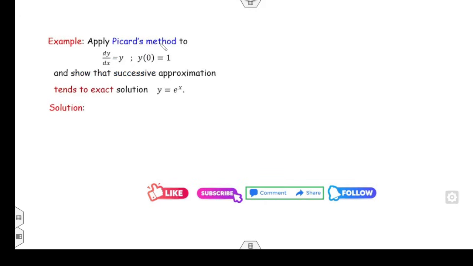Look at the second one. Apply Picard's method and show that the solution converges to the exact one. What is my f? f is nothing but y, and clearly this function is continuous at the initial point, x will be 0 and y is 1. Fine, yes, it is continuous.